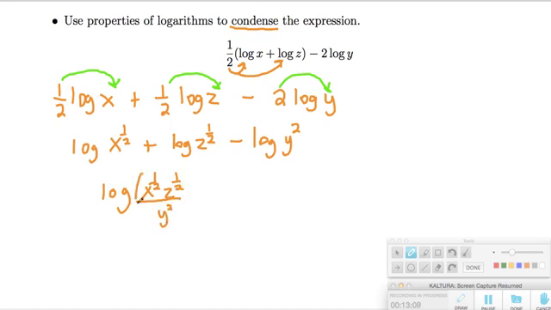And notice again, since there's several things here, we really should be putting parentheses around our final expression. The very last thing is x to the 1/2 and z to the 1/2. This is more personal preference, but one could write that as a square root of x and a square root of z if desired. Otherwise, this is completely condensed.